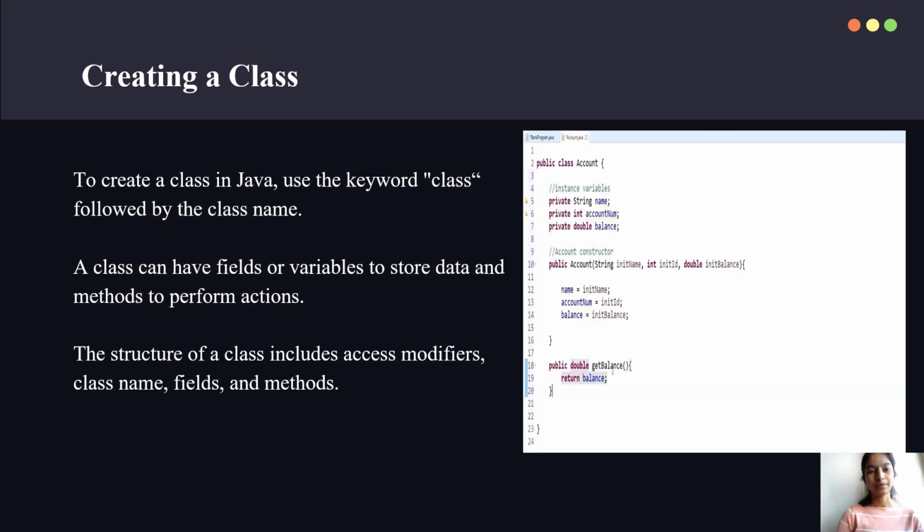Creating a class. To create a class in Java, use the keyword class followed by the class name. A class has fields or variables to store data and methods to perform actions. The structure of a class includes access modifier, class name, fields, and methods.